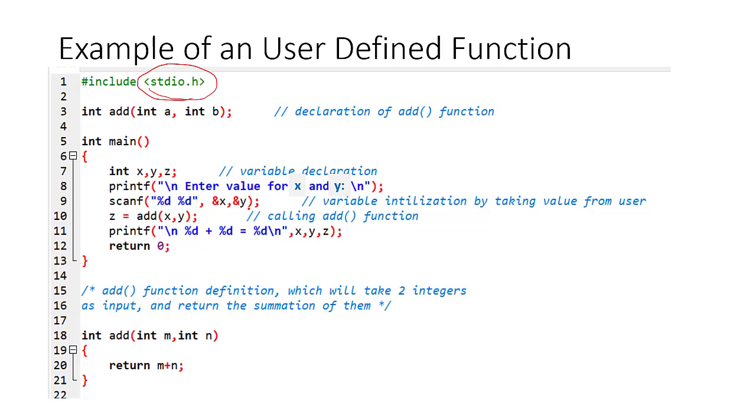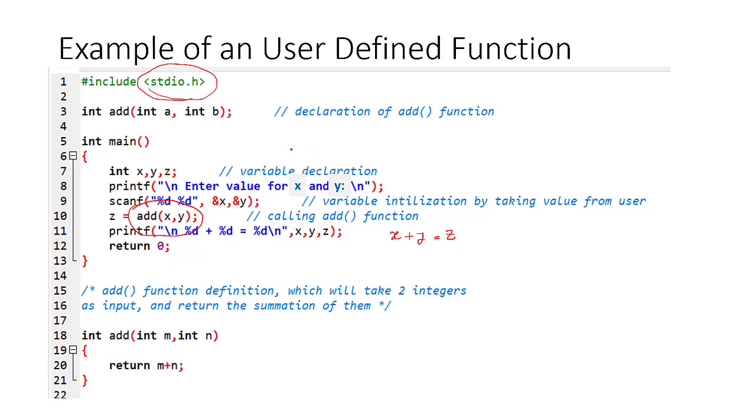Now here we are calling the add function with the parameters x and y. The value which will be returned by the add function will be stored in z. Then we are printing the values of x, y, z in this format. So the format is basically x plus y equals z. The values of x, y, z will be printed. Then we have defined our add function like this.